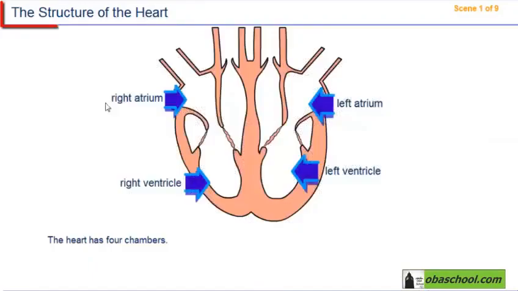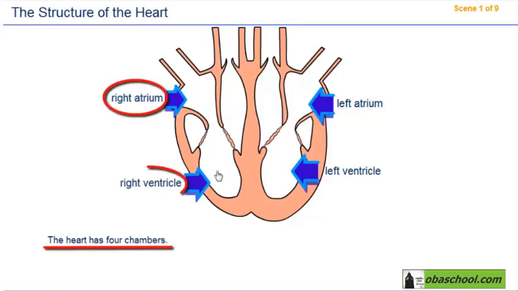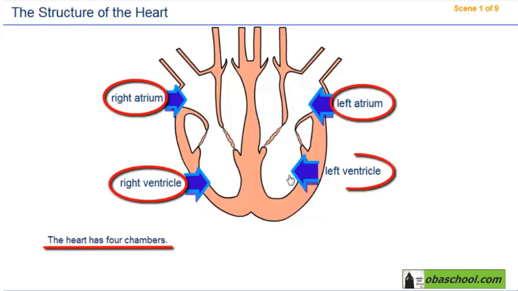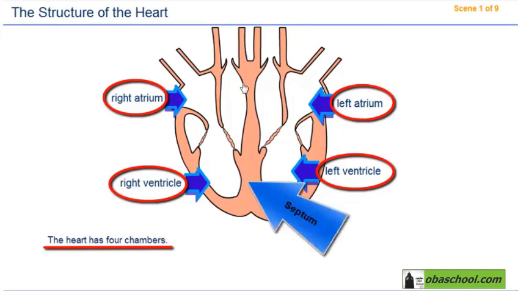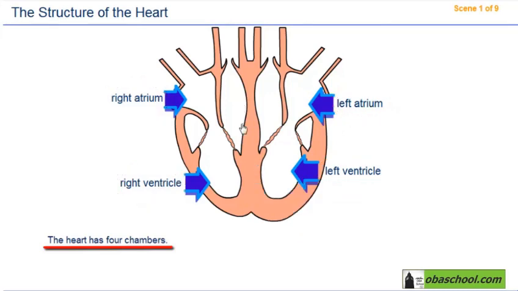We are going to talk about the structure of the heart. Let's repeat some of the things we said. We said, first of all, that the heart has four chambers: the right atrium, right ventricle, and on the other side we have the left atrium and the left ventricle, and both left and right sides of the heart are separated by the septum. This is the septum. It separates the left and the right sides of the heart.